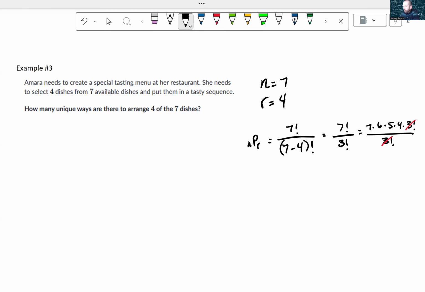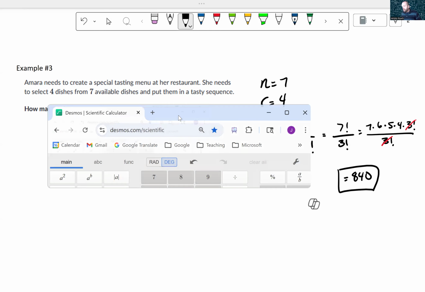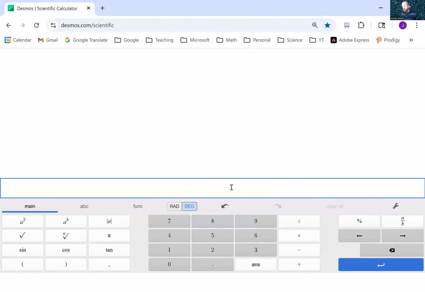And when we multiply all that out, we get 840. Let's take a look at how we would solve this on the calculator real quick here, just so that you know how to use the calculator for some of these problems where maybe it's a little time consuming to do all the math and write all this out. Because when we have to do multiple within one single problem, it can be a little time consuming.